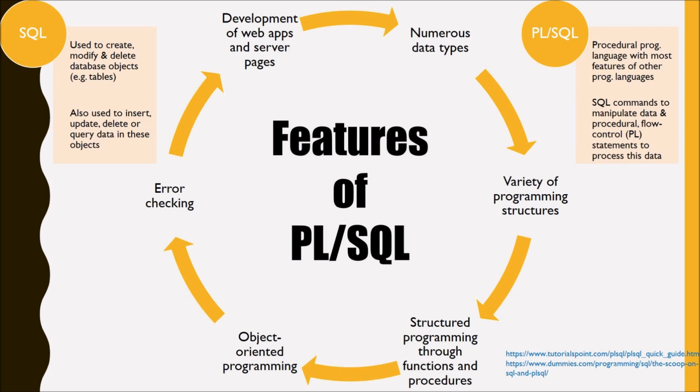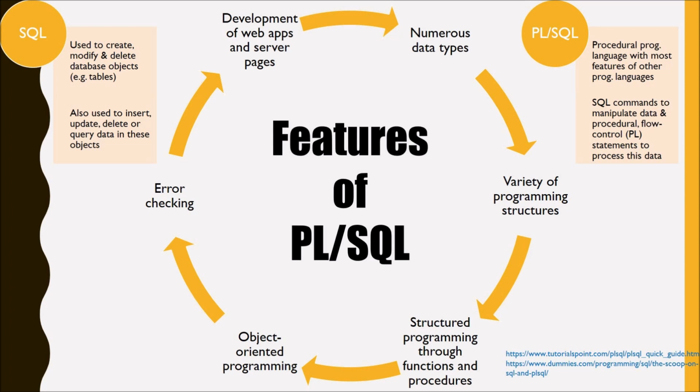Now on to the second part of this video, SQL as a programming language. In the boxes on the top left and top right, we can see the differences between SQL and PL SQL. SQL is used to create, modify, and delete database objects like tables, and is also used to insert, update, delete, or query data in these objects. PL SQL, on the other hand, is a procedural programming language with most features of other programming languages.